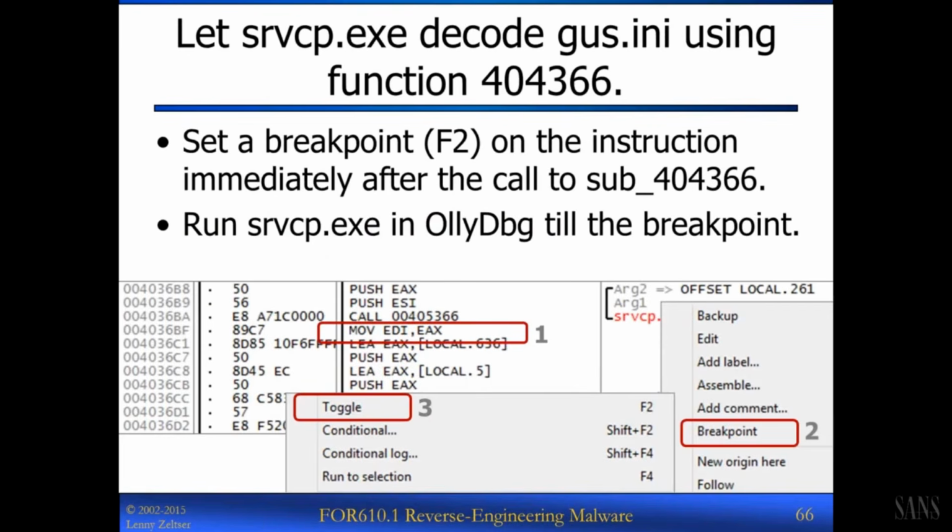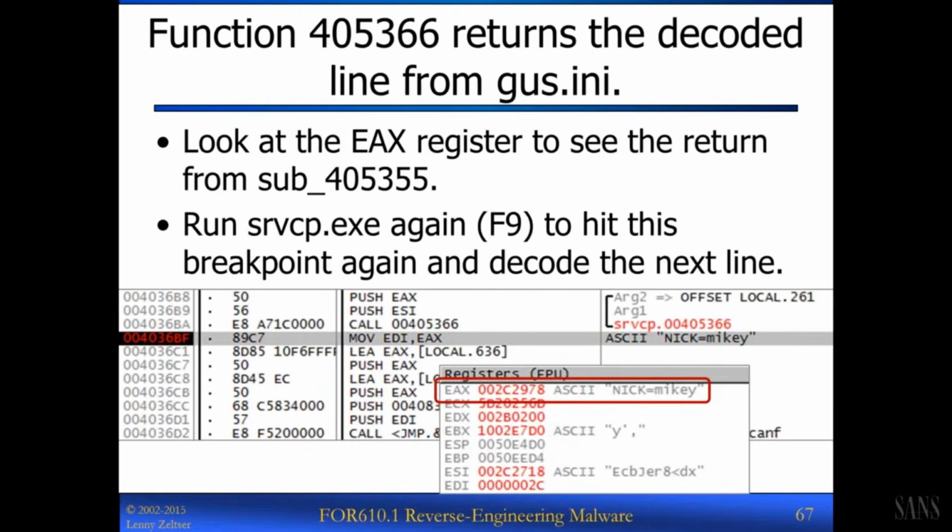So you could have set a breakpoint either on the call and then step, as we did, or you could set a breakpoint right after the call. Again, you right-click, you go to breakpoint, you go to toggle, or you can hit F2. And then we ran the code up until it hit that breakpoint. And we looked around for activity. In this particular case, we saw activity in the EAX register.